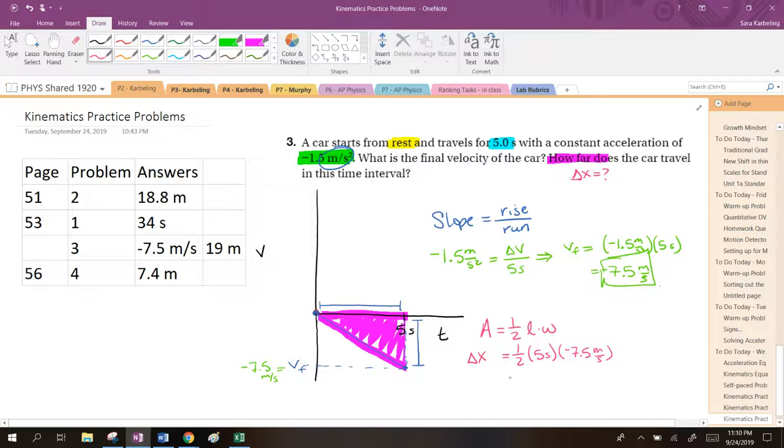Oh yeah, I know why there's no negative sign. If I multiply 1/2 times 5 times negative 7.5, that's going to get me about 19 meters. I got a negative 19. Why? Because I'm solving for displacement.